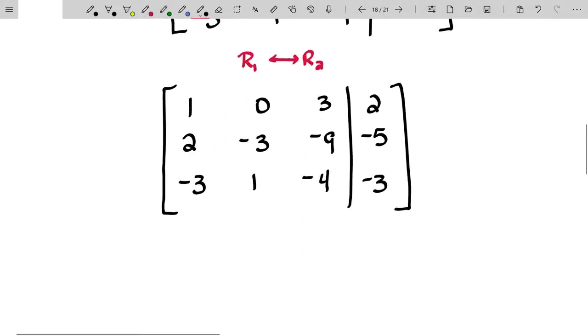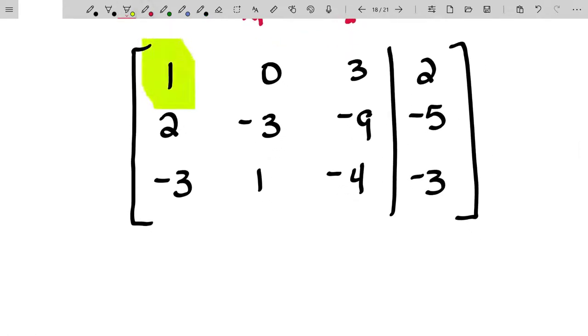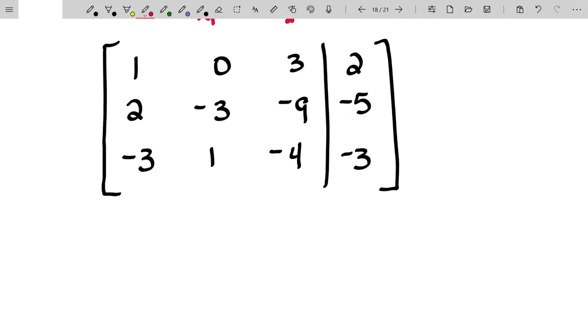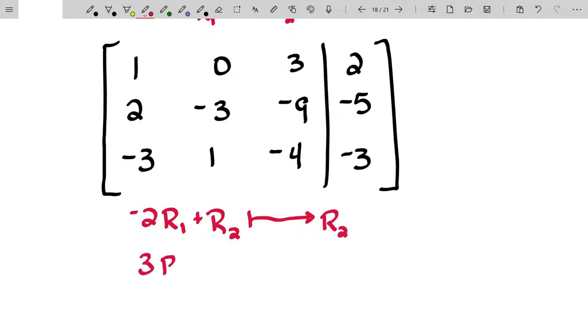Anyhow, that being said, let's go ahead and use this main diagonal element, the very first one here, to kill off everything below. So this is, again, what we've been doing all along, but now we'll just go ahead and complete this out. So let me write down my instructions just in case I make a mistake so I can review. So I'm gonna take negative twice row 1 and add that to row 2 to become the new row 2. And I'll take 3 times row 1, add that to row 3 to become the new row 3.